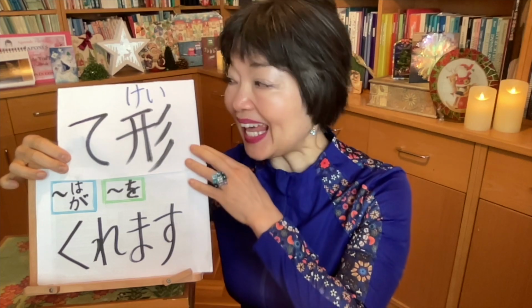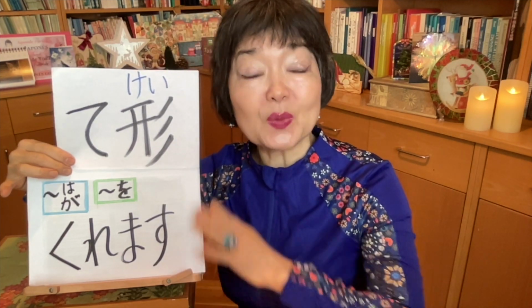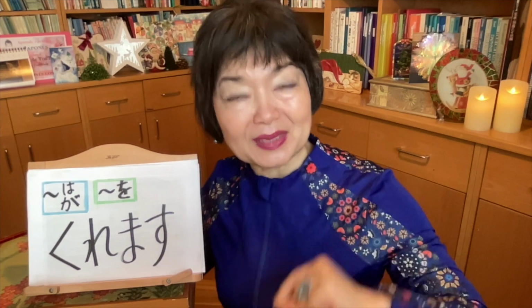Today, grammar video 127, and we are going to continue with te form and くれます. In my previous video, grammar 126, I explained about te form and あげます and もらいます. So I continue today with te form and くれます. I also recommend you to watch my grammar video 20, only くれます. That's gonna be the base of this lesson.